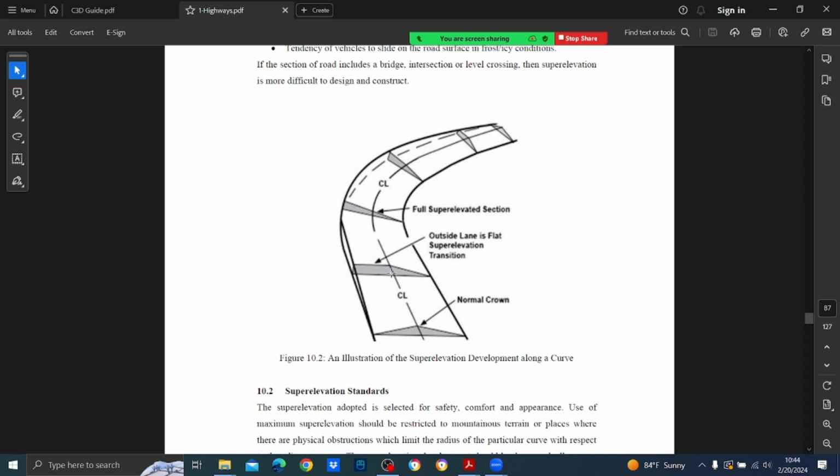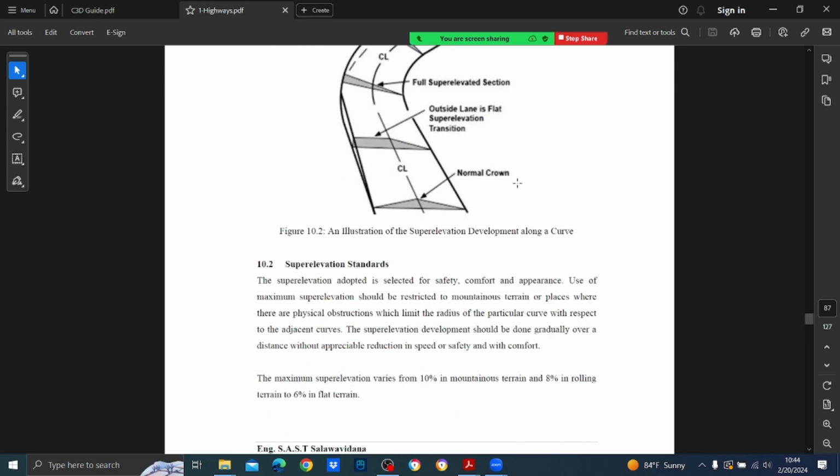So that is why we slant the road in the outward direction. Then a gravity component comes to balance this centrifugal force. So this is how it goes, right? Then there comes the maximum, the full super elevation, and then again it reduces back into the normal cross fall. So that is what is happening in a simple curve.